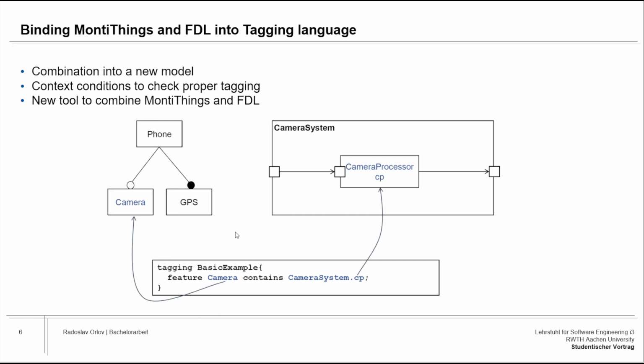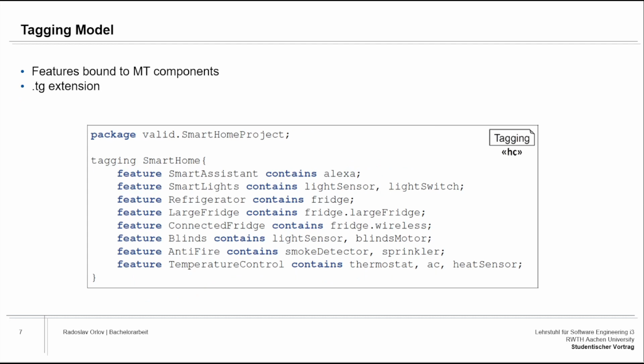On the left, we have a tagging body containing a number of tags. Each tag starts with the keyword feature, followed by a feature name, followed by the contains keyword, and then an arbitrary number of component instances. Having defined the language, we can also define the tagging model of the smart home test case, which is what this figure represents. We have the main tagging body, a number of tags, and each tag binds a single feature to a number of MontiThings components.